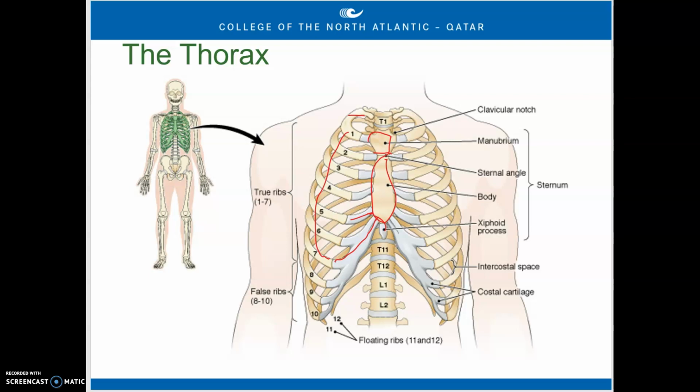Our false ribs are going to be down here, pairs 8 to 10, and they're considered false ribs because they don't attach directly to the sternum. They only attach to the cartilage that then attaches to the sternum. And then finally down here you'll see pairs 11 and 12, and those are the floating ribs. They don't have any connection at all to the sternum. So that's a look at the thorax.